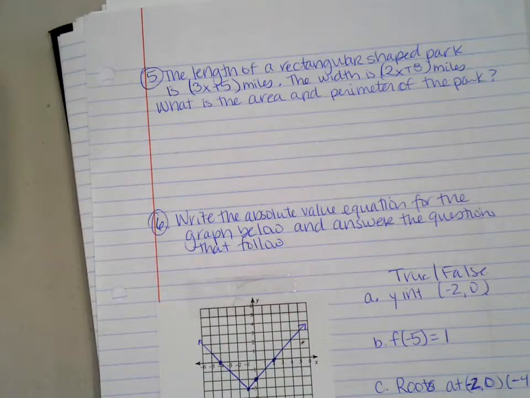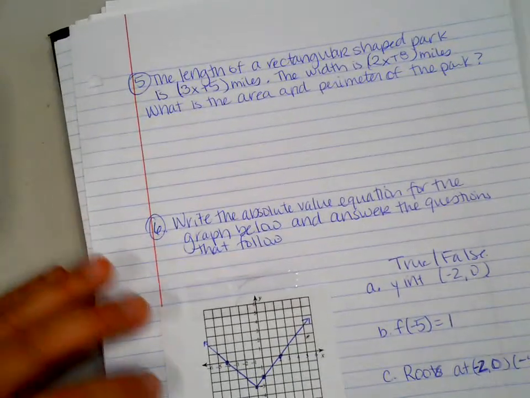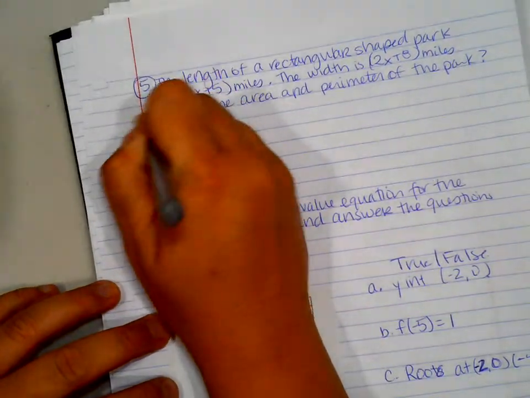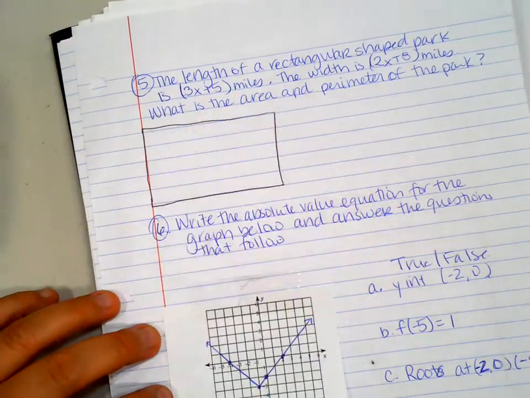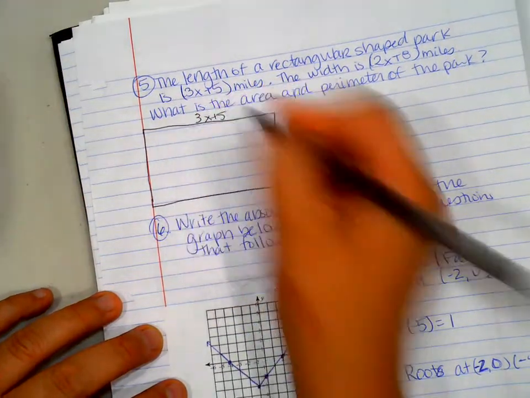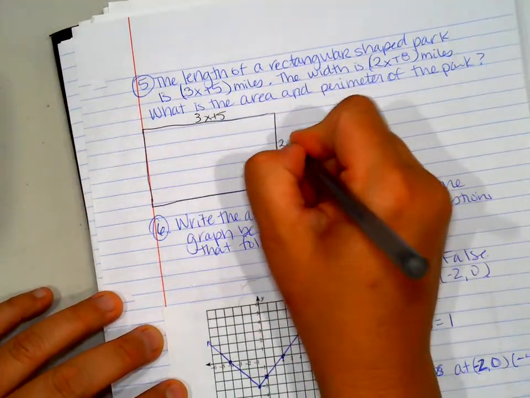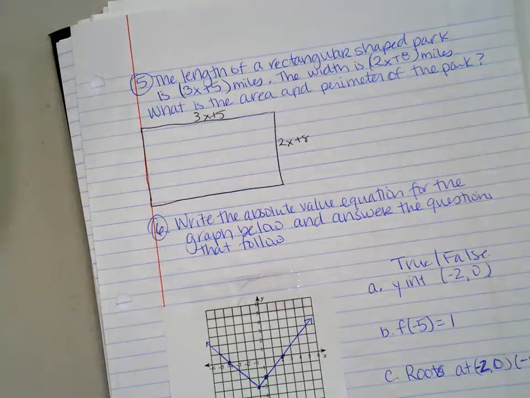All right, so I know that looks really ugly, and I think the first thing that we need to do is literally draw the park, okay? And it's a rectangle. Okay. And it tells me that my length is 3x plus 5, and my width is 2x plus 8. Okay, and it wants me to find the area and the perimeter.